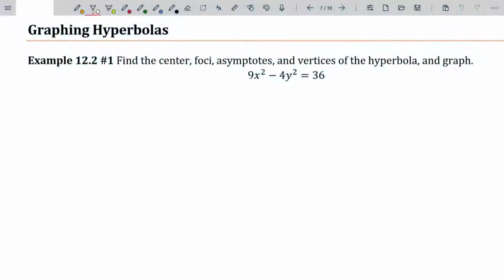Hello, my name is Roy Simpson, professor of mathematics at Cosumnes River College in Sacramento, California. In this video, we continue working with hyperbolas, and we're just going to use the standard theorem we introduced in the previous video to help us graph a hyperbola.